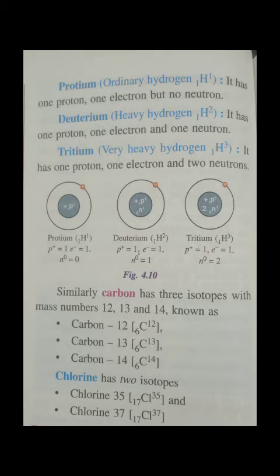But in the first case, in ordinary carbon, the mass number is 12, in the second one, its isotope, the mass number is 13, and in the third one the mass number is 14. Three types of atom exist in the carbon element. Chlorine has two isotopes, chlorine 35 and chlorine 37. The atomic number in both cases remains the same, that is 17, but the mass number changes, 35 and 37.